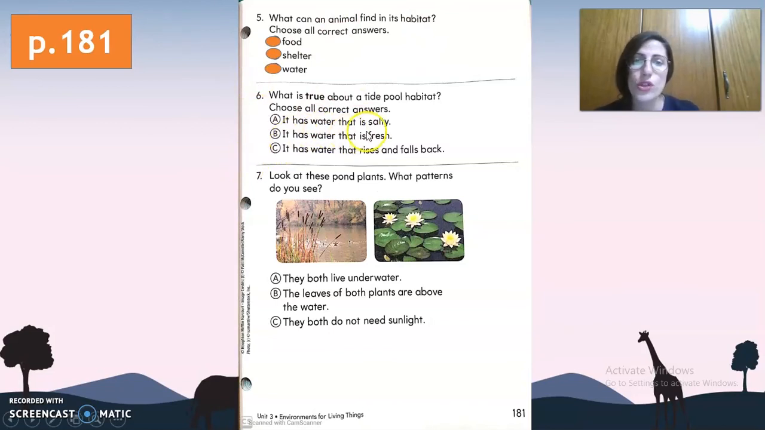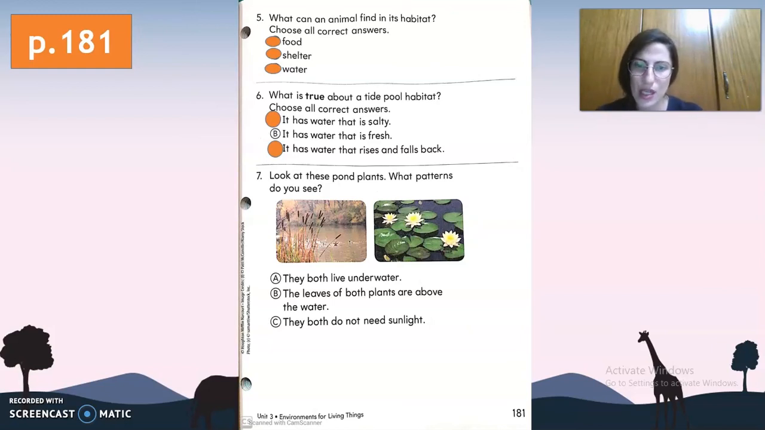A, it has water that is salty. B, it has water that is fresh. C, it has water that rises and falls back. Now we know that a tide pool has, of course, A, salty water, and C, water that rises and falls, okay? Clear so far, guys? So it has water that rises and falls.